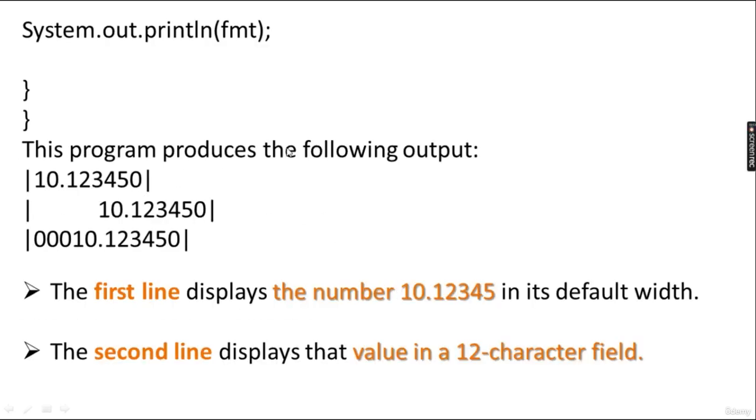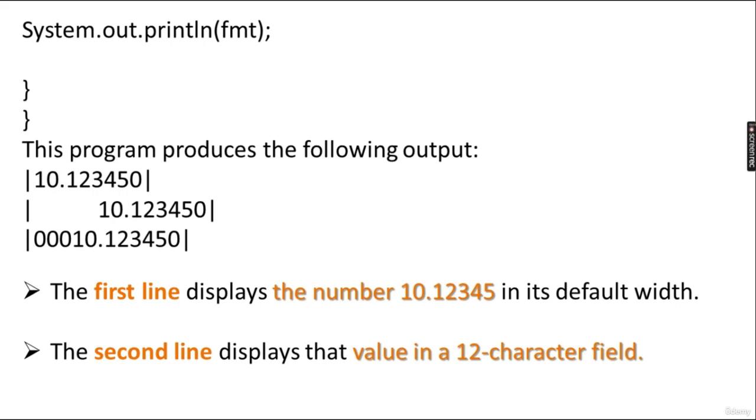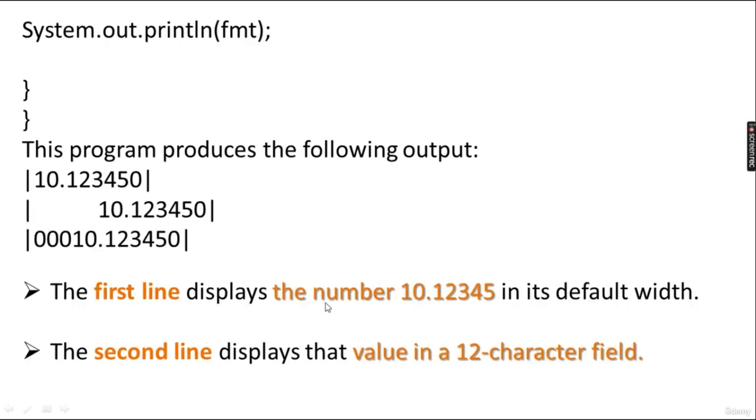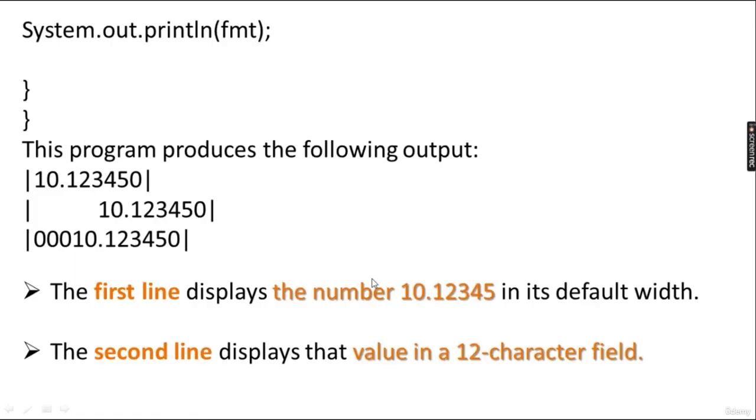So it's 10.12345 for the first. Second, 10.12350. And the last one has leading zeros, because you have specified 0 here. The first line displays the number 10.12345 at default width because you have not specified any width. The second line displays the value in a 12 character field.